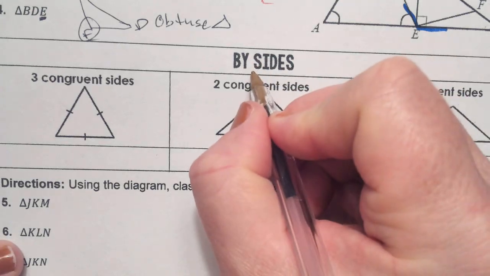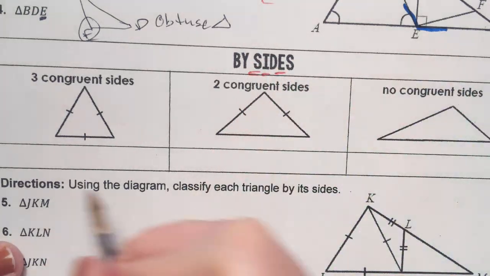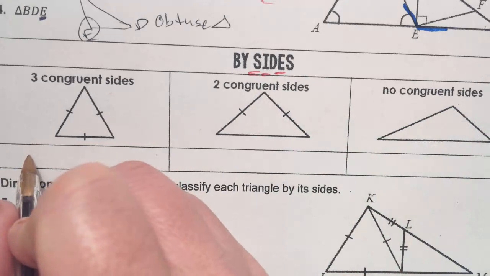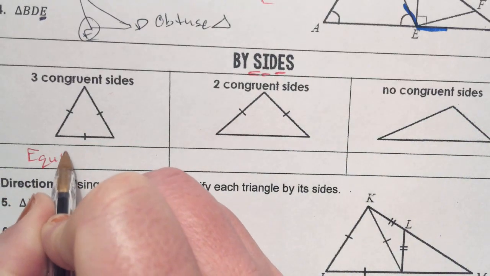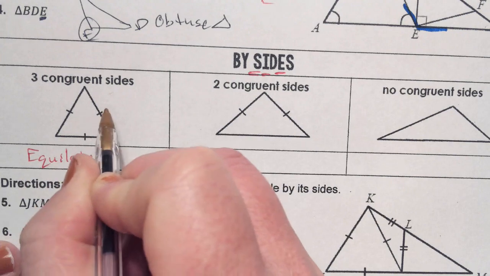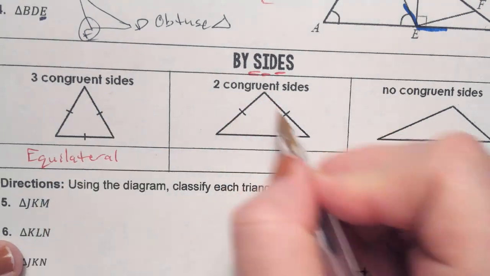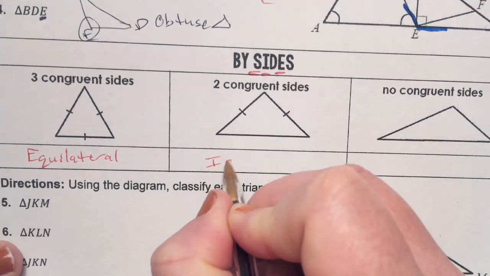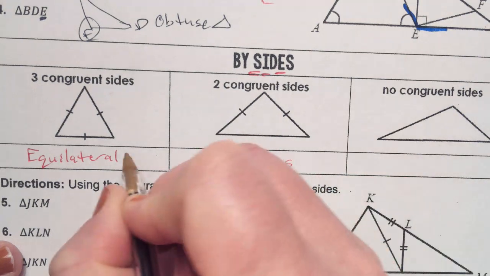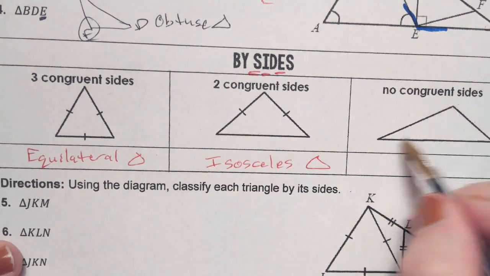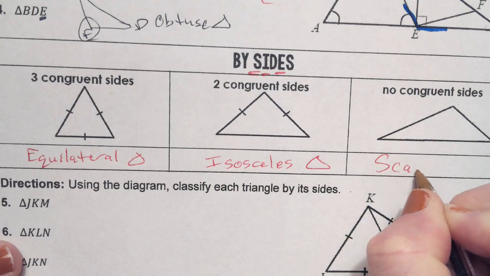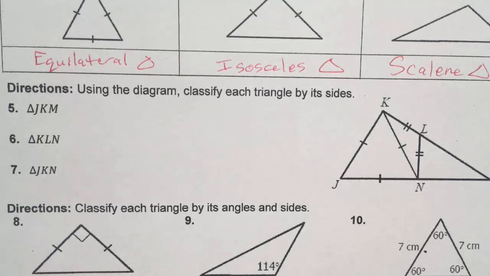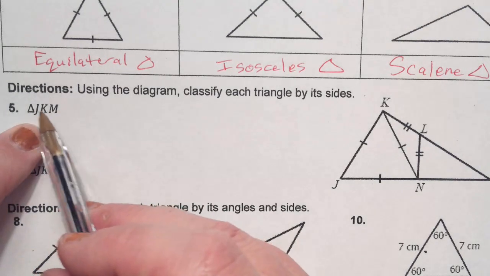So sides. So equilateral, isosceles, and scalene. When three sides are congruent, then that is equilateral. So all 3 of these sides are equal, so they all have single notches. Only 2 sides are equal. See the notches? Only 2 of these sides were equal, so that would be isosceles. So isosceles triangle. And then no sides are congruent, so that's a scalene triangle.